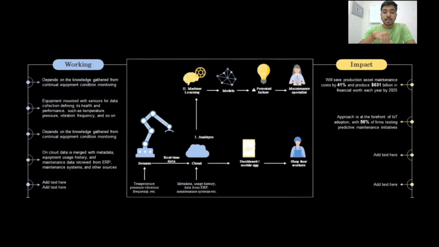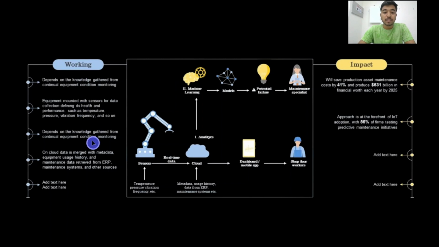The diagram explains how machine learning enables predictive maintenance, a key component of smart manufacturing and industrial IoT systems. On the left panel, we have the working, and on the right panel, we have the impact. Let's go over the working.